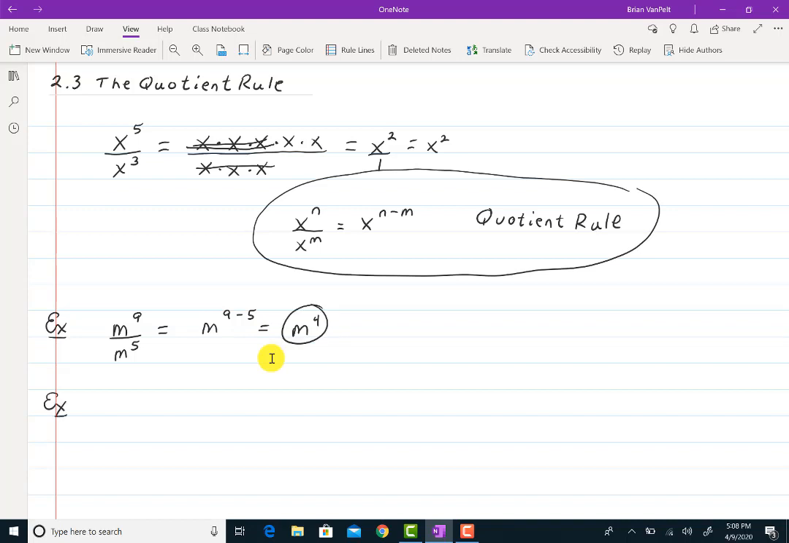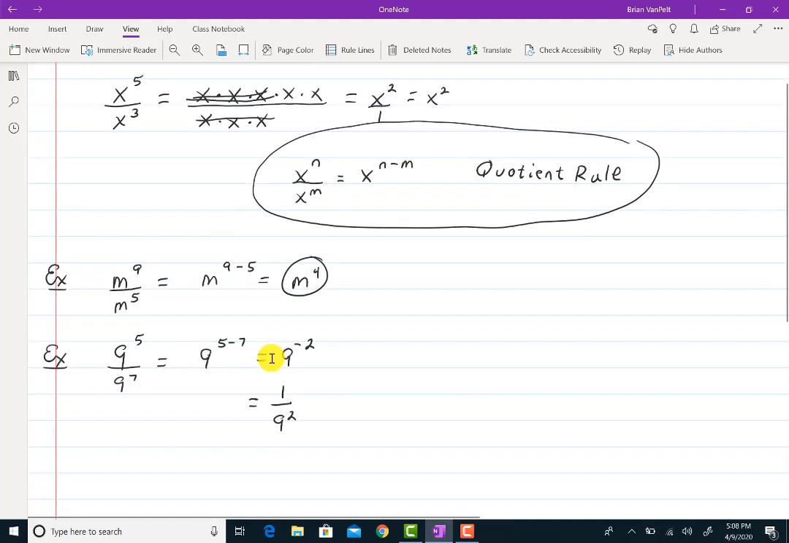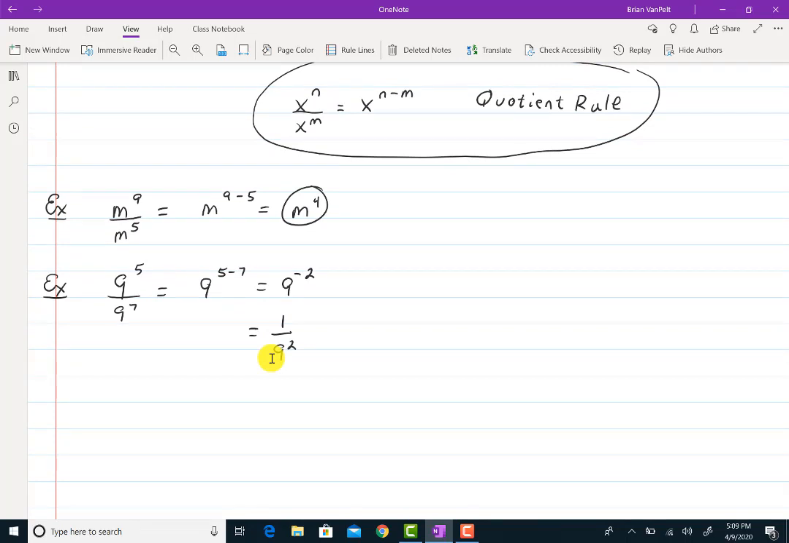Now it gets complicated for something like this. How about 9 to the 5th over 9 to the 7th? Well, this is a little bit different, because now if you do 9 to the 5 minus 7, that's 9 to the negative 2. And you're usually asked to write these things with positive exponents, or to evaluate them when you know the number. Well, how do I get out of this then? I can write this as 1 divided by 9 squared. That's another kind of quotient rule that we used for that. And then you can finish it off by writing 1 over 81.